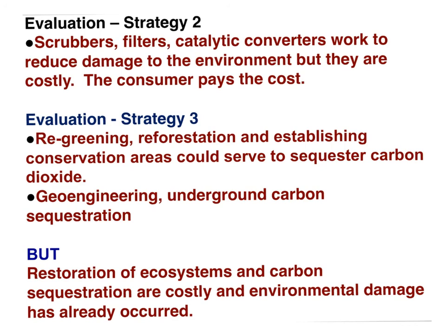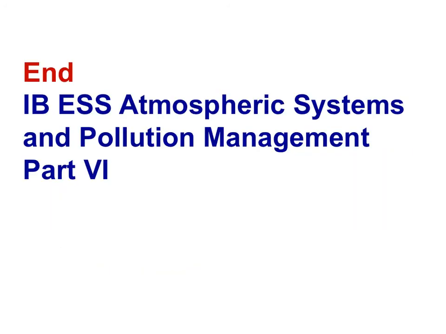Remember that Strategy 1, altering human behavior through education, incentives, and penalties, or using alternative technologies would be the most effective strategy because it reduces the pollution released in the first place and also is less costly. And that brings us to the end of IB ESS, Atmospheric Systems and Pollution Management, Part 6.